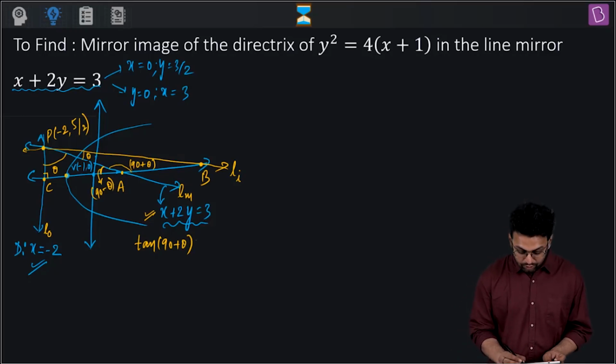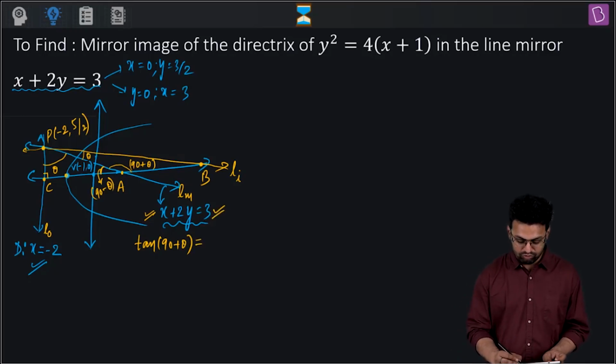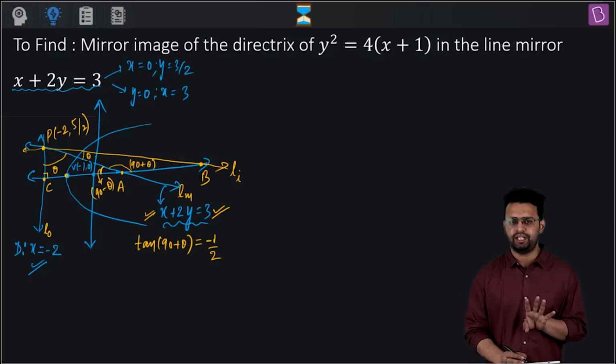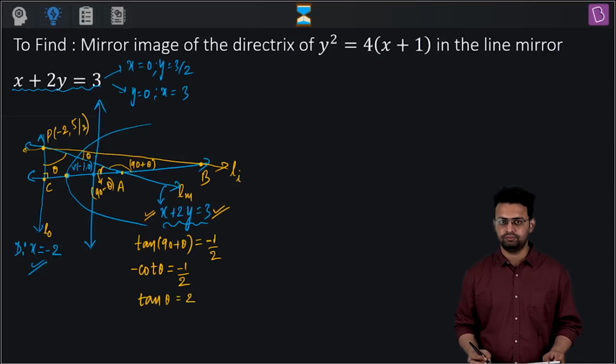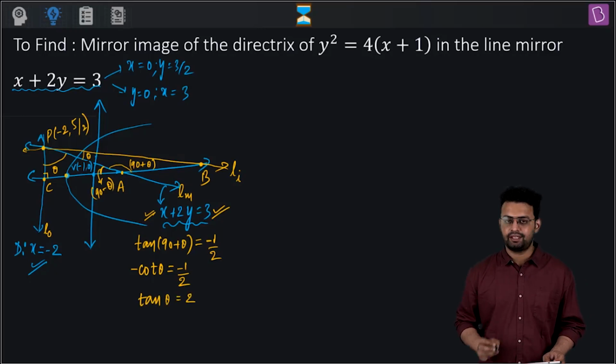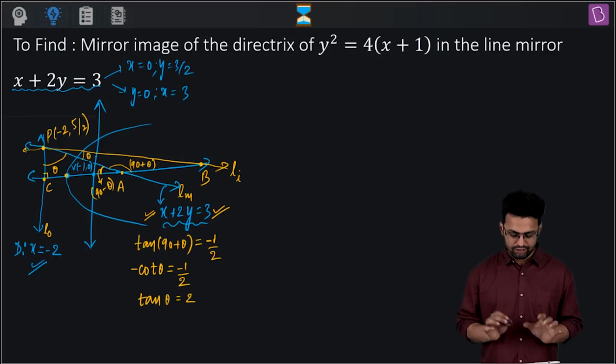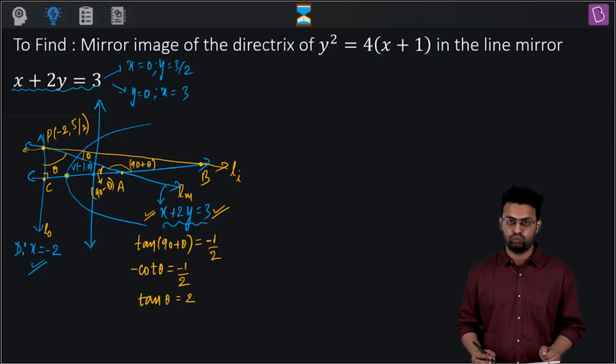And we already know the slope of the mirror line. What is the slope? Minus coefficient of x upon coefficient of y. That means minus 1 by 2. What is tan 90 plus theta? Tan 90 plus theta is minus cot theta. So this gives me minus cot theta is equal to minus half, which gives me tan theta is equal to 2. Is everything clear to you till now? Okay. So we have the value of tan theta as 2.